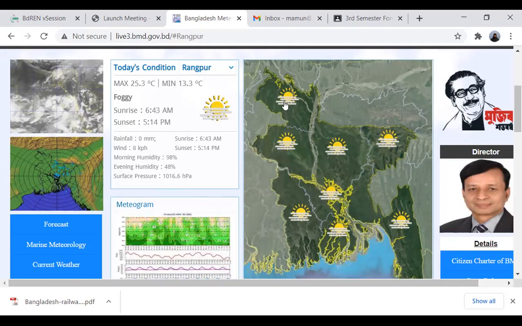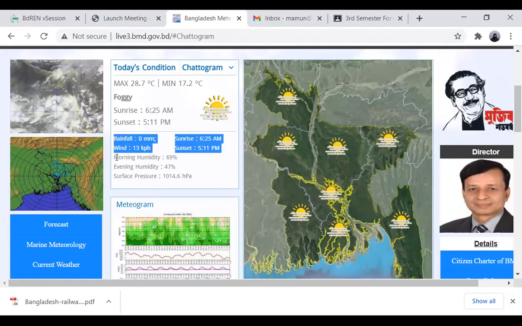And if you see Rangpur, you can see the minimum is 13.3. So you can understand how cold that is, and the maximum is 25 degrees centigrade. So you can also see the differences, no? And then there is the condition of what the environment would be. The environment would be foggy because of the fog, and then sunrise and sunset times, also very important information.